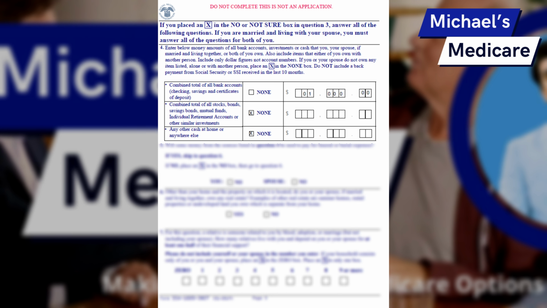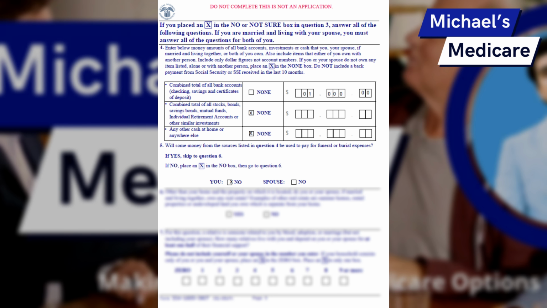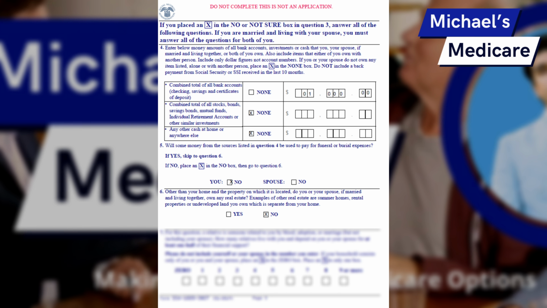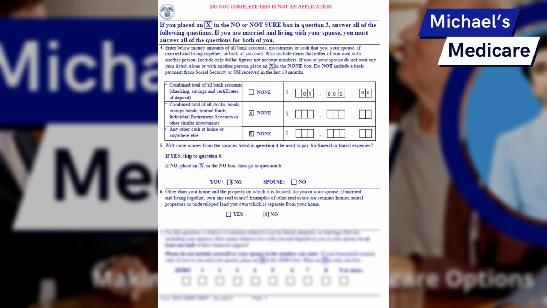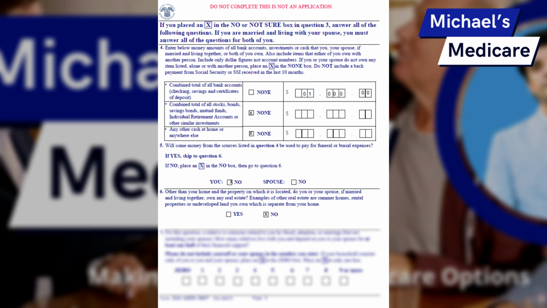Okay. Number 5, will some money from the sources listed in question number 4 be used to pay for funeral or burial expenses? In this case, no. And it's just for Jeff? No, because he is by himself. But if you have a spouse, you could click yes or no. Number 6, other than your home and property in which it is located, do you or your spouse, if married and living together, own any real estate? Examples of other real estate are summer homes, rental properties, or undeveloped land you own, which is separate from your home. So in this case, it's going to be no.